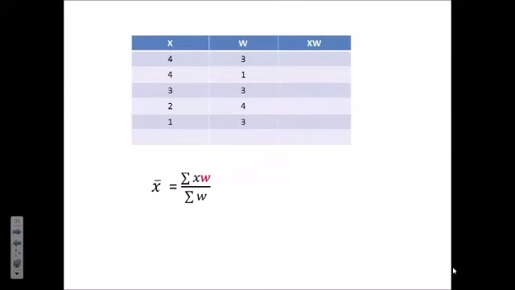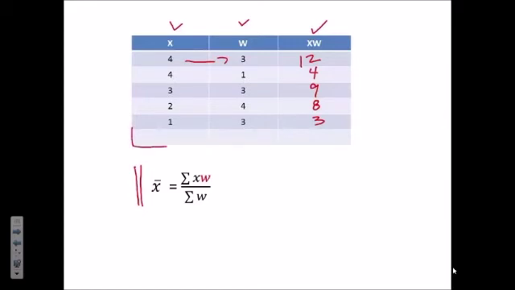So here's the chart we have now. We have scores and weights. We're going to use our formula, sigma XW over sigma W, so we need an XW column. So we multiply 4 times 3, 12, 4 times 1, 4, 3 times 3, 9, 2 times 4, 8, and 1 times 3 would be 3.